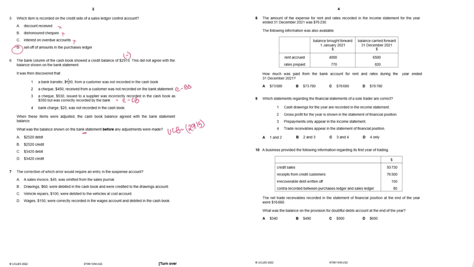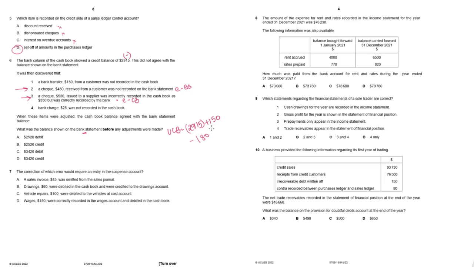Then bank transfer 150 from customer was not recorded. We will record it, we'll add it. Then the error in the bank statement, which is the second entry, we will not record in the updated cash book. Then third one, 530 check issued to supplier was incorrectly recorded as 350. So a payment was understated, so we will have to deduct the difference, which is 180.